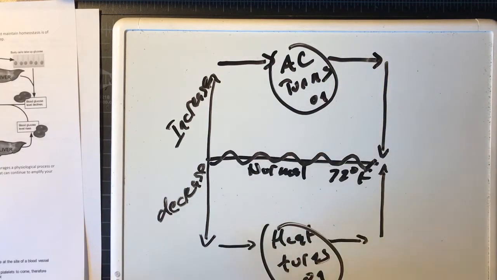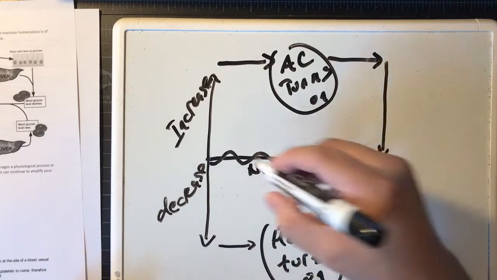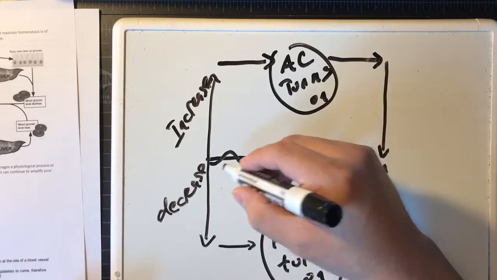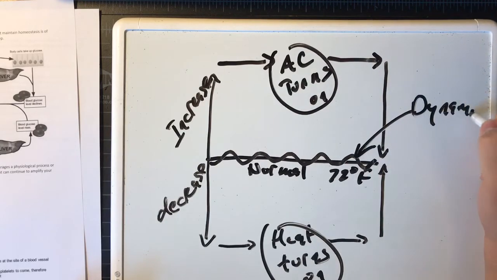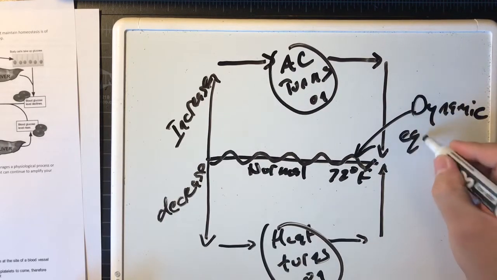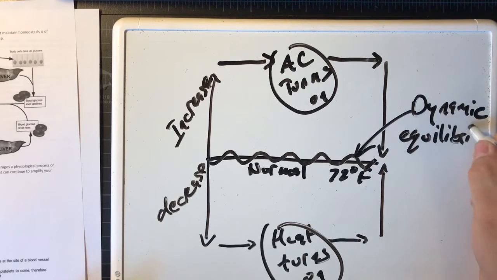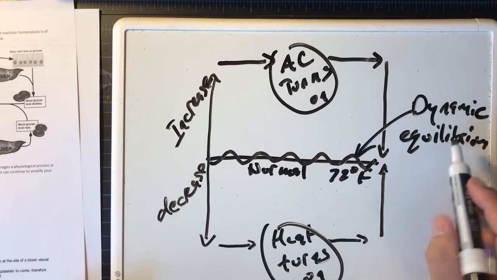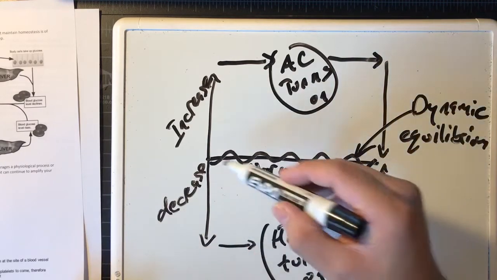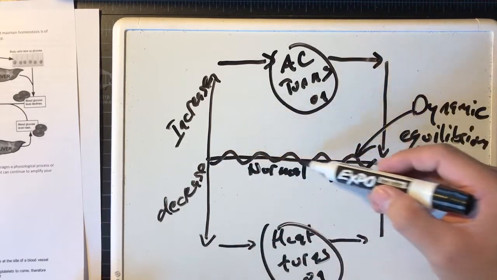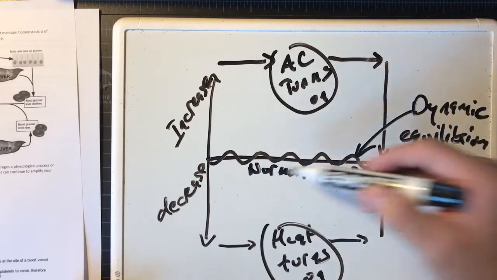Well, the same thing with negative feedback. We call this back and forth or up and down a dynamic equilibrium. The word equilibrium means balance. Dynamic is ever-changing. So it's weird, right? Ever-changing balance. So it's always going up and down, but really it's where we're maintaining the same norm.